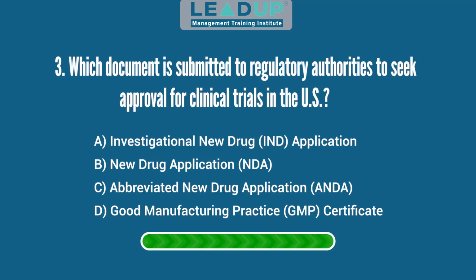Question 3. Which document is submitted to regulatory authorities to seek approval for clinical trials in the US? A. Investigational New Drug Application. B. New Drug Application. C. Abbreviated New Drug Application. And D. Good Manufacturing Practice Certificate. The answer is Investigational New Drug IND application.